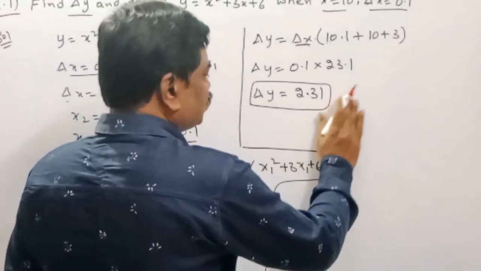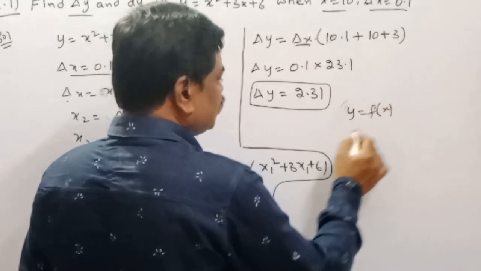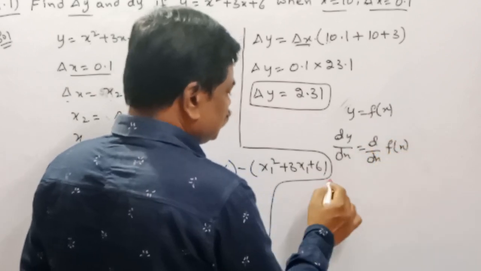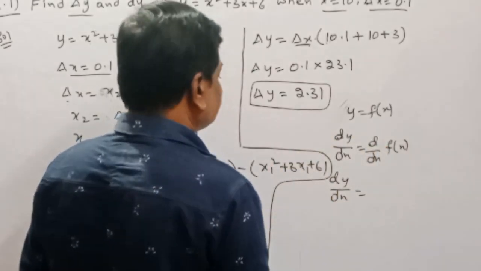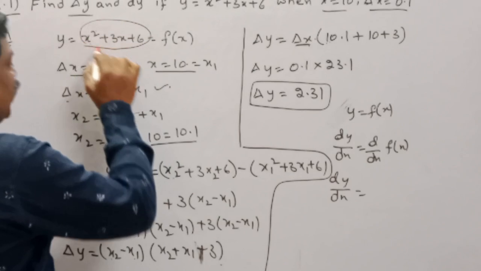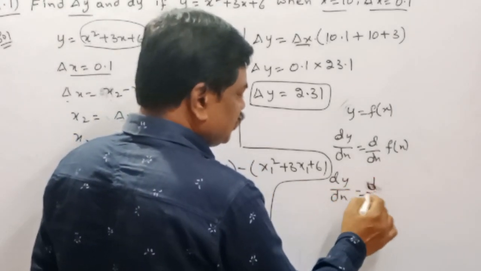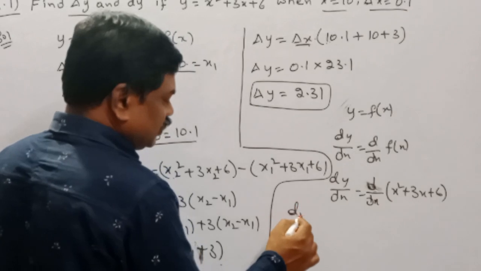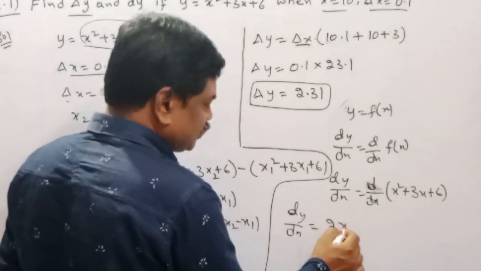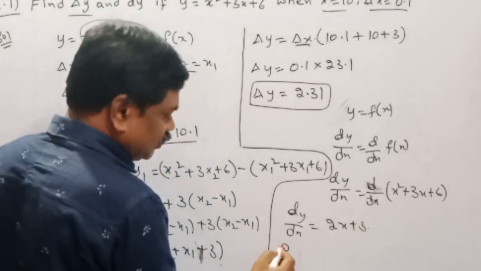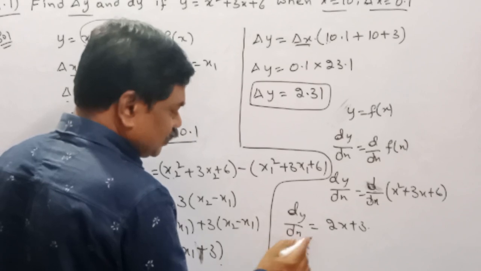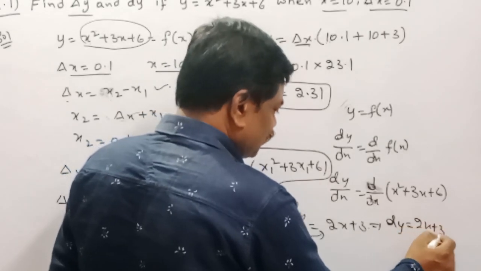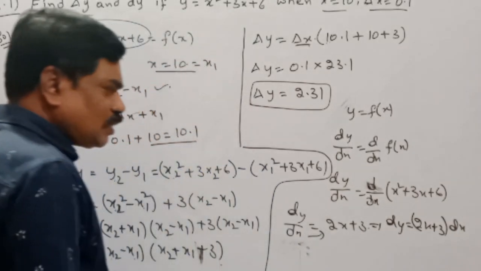y is equal to f of x. dy by dx is equal to d by dx of f of x. So dy by dx is equal to the derivative of x square plus 3x plus 6. So dy by dx is equal to 2x plus 3. By cross multiplication, dy is equal to 2x plus 3 into dx. Okay, all of you?